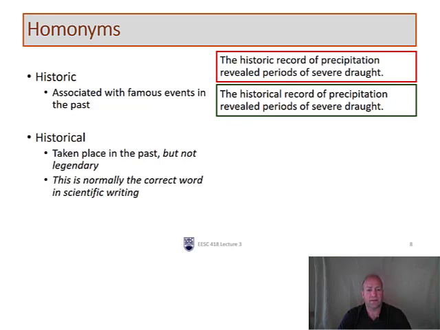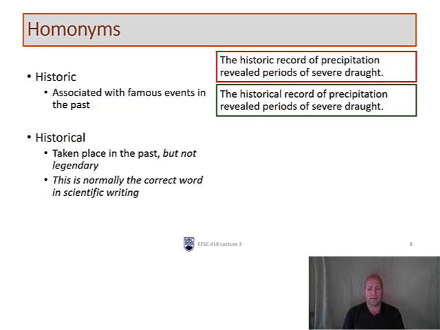The first is associated with famous events in the past. So think of the term historic monument or historic event. The second, historical, has taken place in the past, but it's not a legendary event. This is normally the correct word that we will use in scientific writing. So we have historical databases, we have historical data sets. We use a lot of different historical data. If you think of a weather station at an airport, for example, it will have a historical data set.